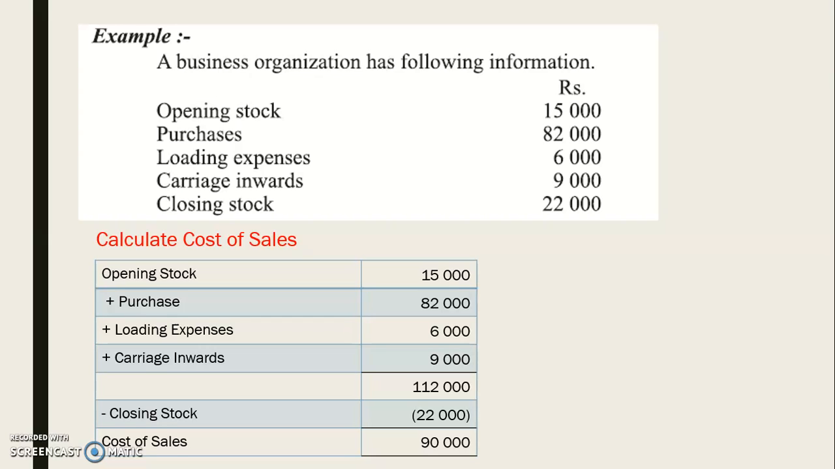Now you give transportation money, or you have to pay them for bringing the goods to your business premises. That is called carriage inwards. Okay, so opening stock. So this is how you will calculate the cost of sales.